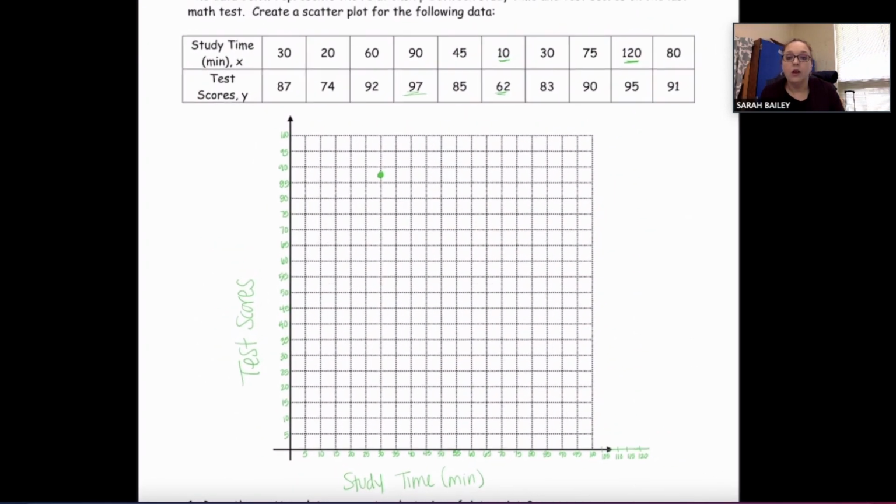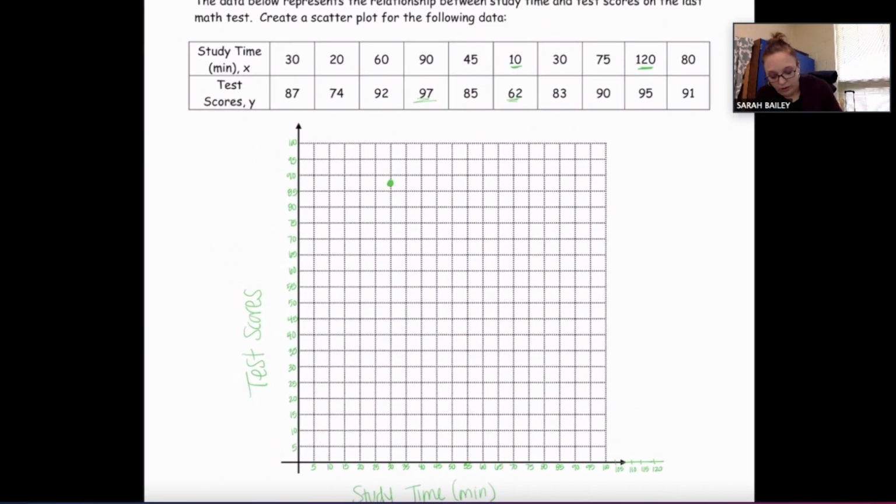Okay. All right, the next one, I'm going to put a little check here so I know I did that, is 20, 74. Would be about here. 60, 92 is going to be about there. And these aren't going to be 100% exact. You just do the best you can. So 90, 97 would be about there. Make your dots big enough so we can see them.